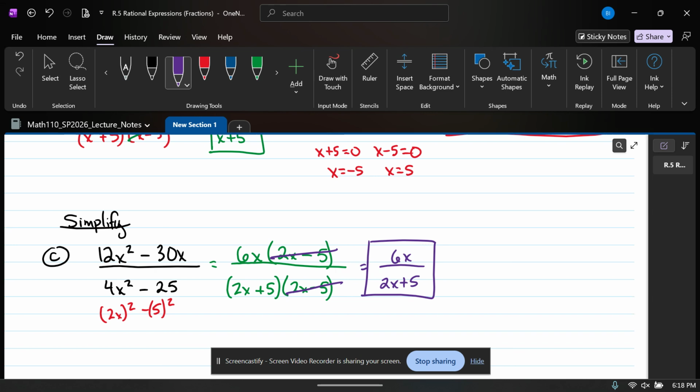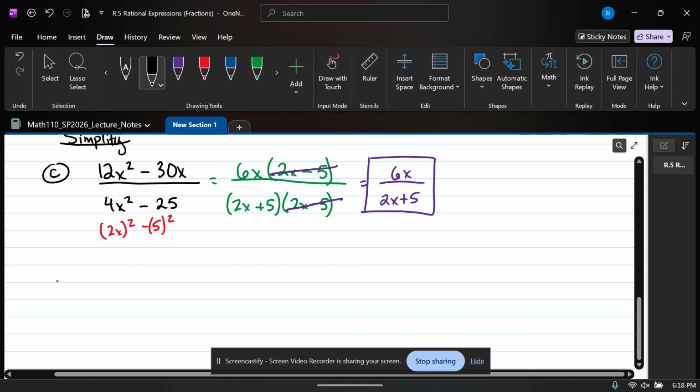Questions about that one? So all of these ways of factoring that we went over in the first lab tonight, they're going to come back up in everything we do here. We just got to be ready for any of it.